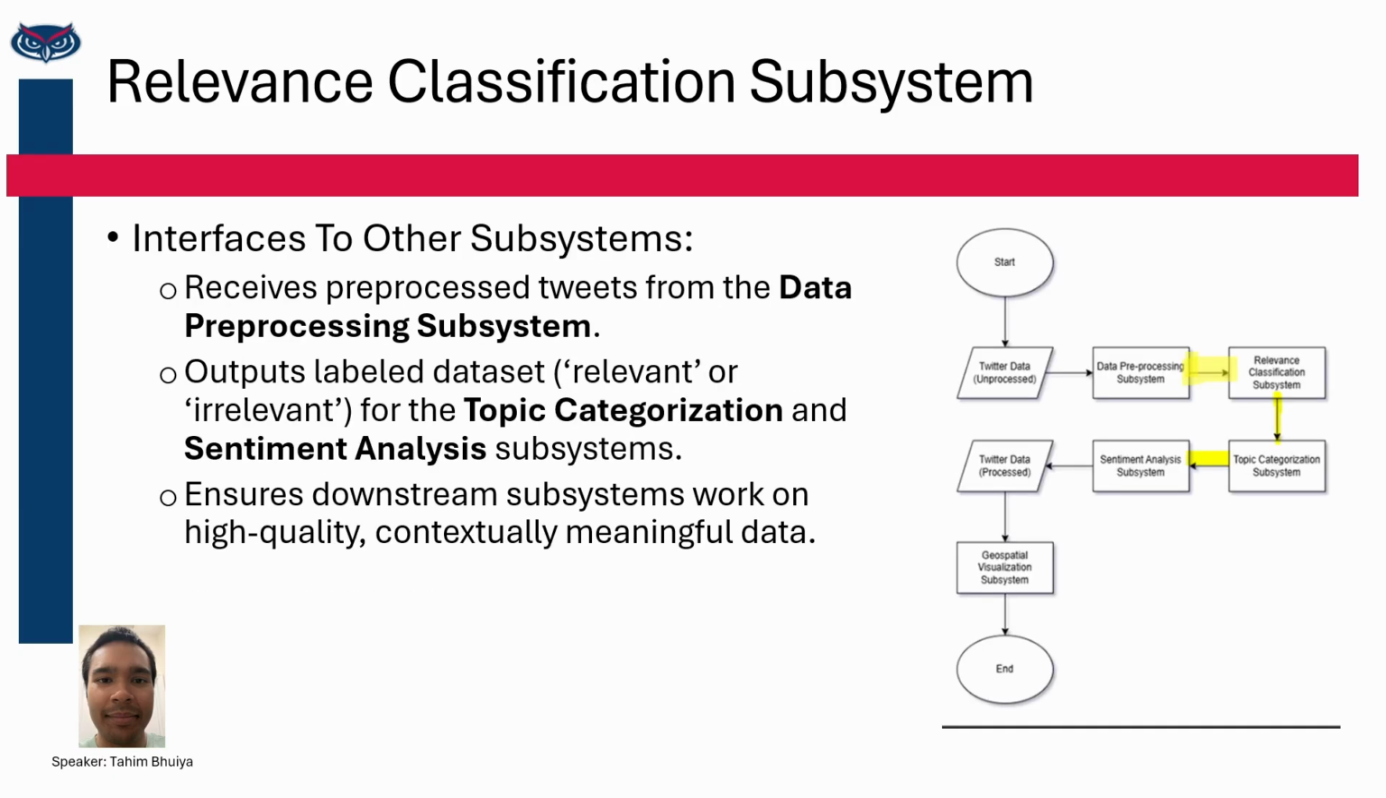Alright, so now taking a look at our relevance classifier in regards to how it connects to our other subsystems, we can see clearly that this subsystem interfaces directly with both upstream and downstream components because it receives the clean and pre-processed tweets from the data pre-processing subsystem. Then after it receives this data, it classifies each tweet and outputs a labeled data set, marking each tweet as either relevant or irrelevant, which feeds into the topic categorization and sentiment analysis subsystems next.